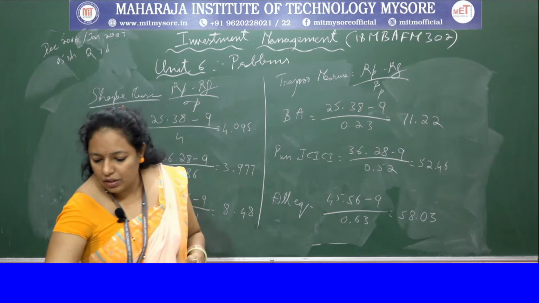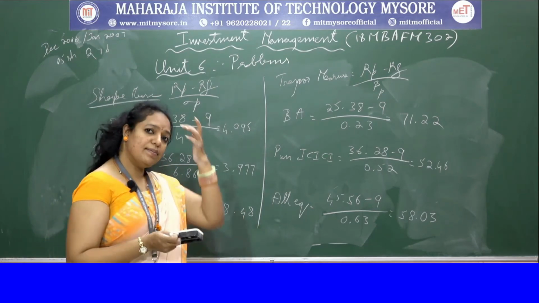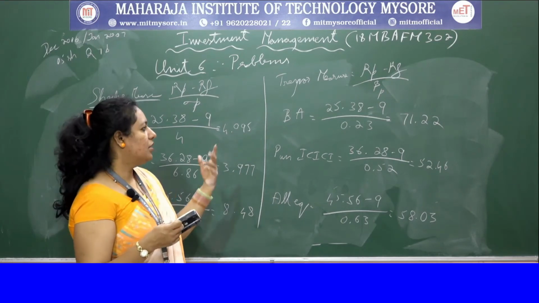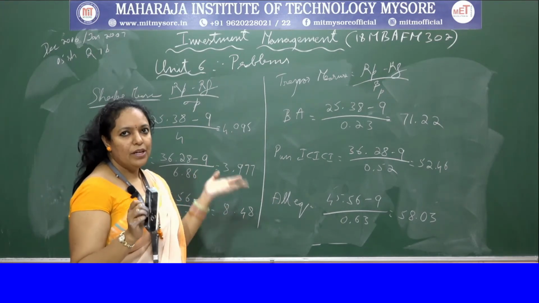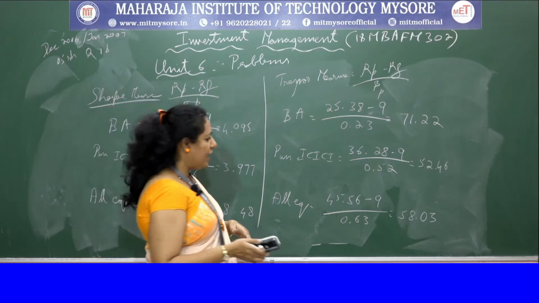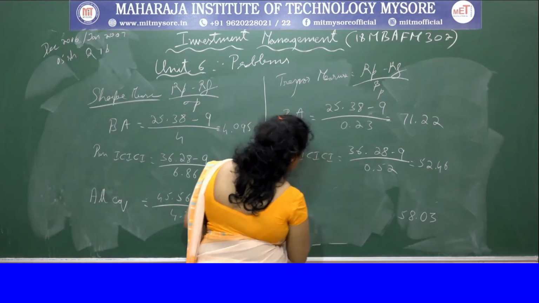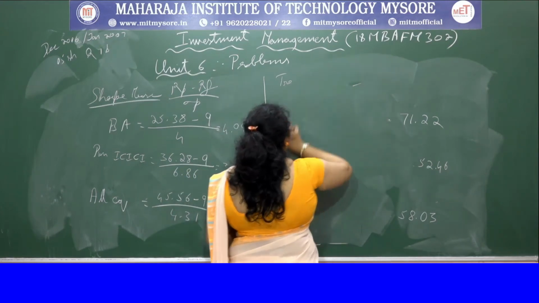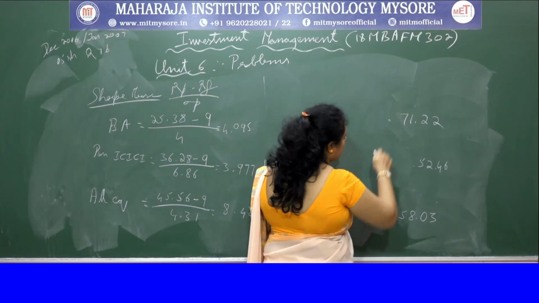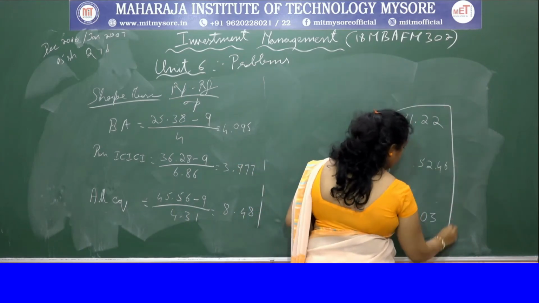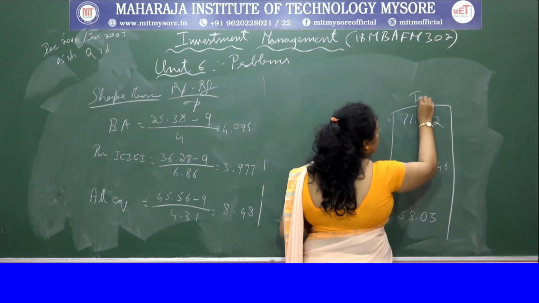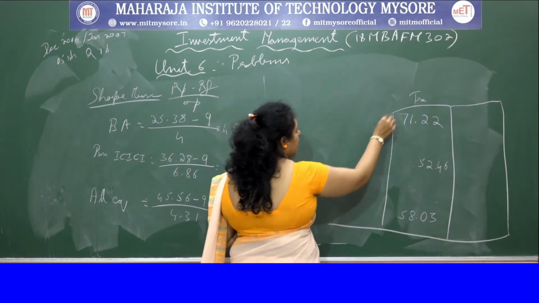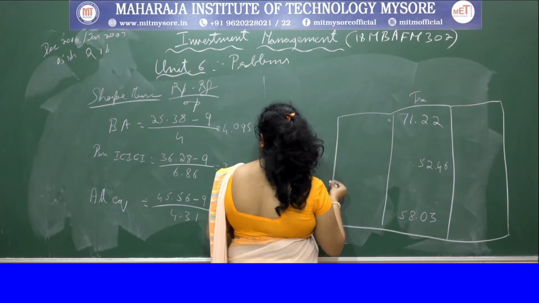Okay. Now we again have to do Jensen's measure for this because they have asked predictive ability. Before doing Jensen's measure, let's put this in tabular form so that at the end it is easy for us to tabulate. I'll just rub this. Hope you've understood. So this is Treynor's measure. Then one more column will come, that is Jensen.